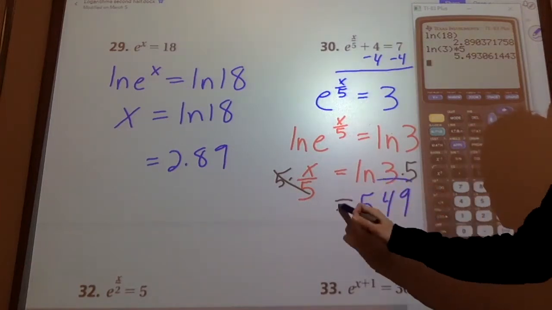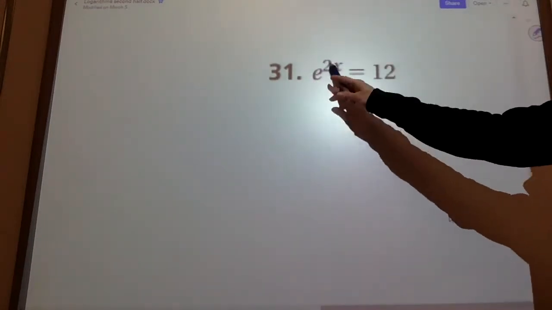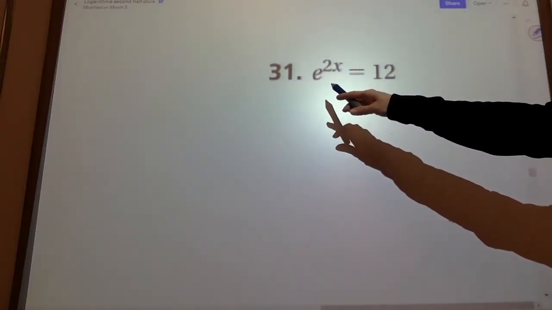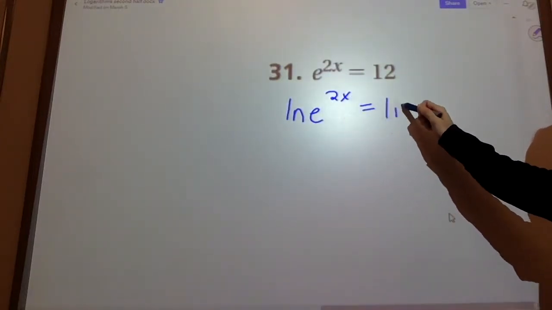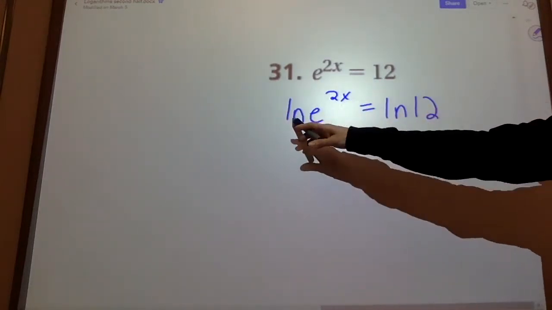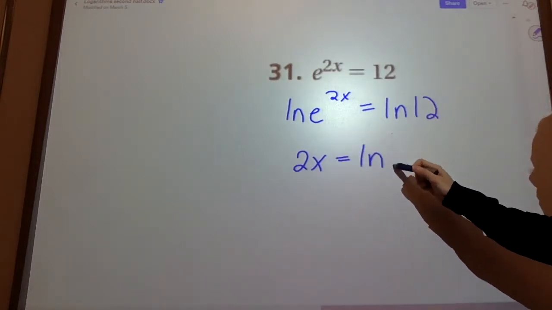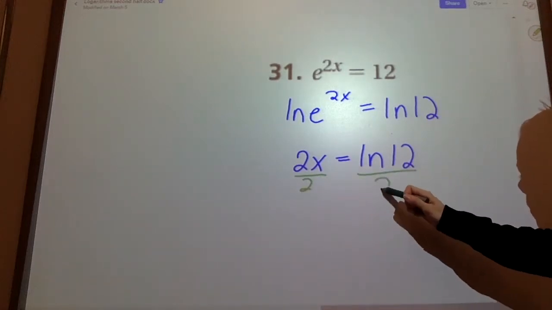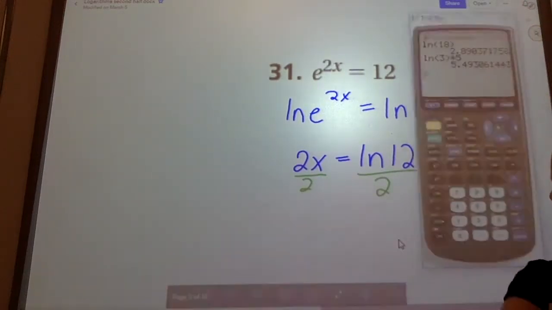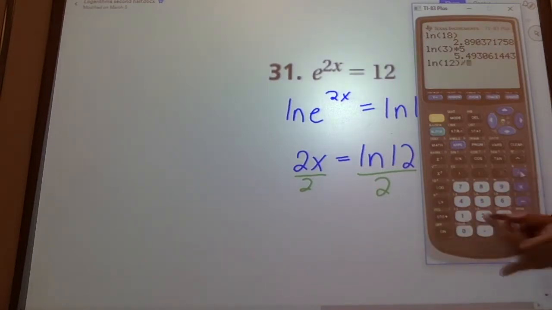So again, e to the 2x all by itself, so I can go ahead and log both sides. So ln e to the 2x equals ln 12. Here's a property though, ln e to the 2x is 2x. How would I get x by itself? Divide by 2, very good. So on my calculator, ln 12, make sure you close your parentheses. Divide by 2 is 1.24.